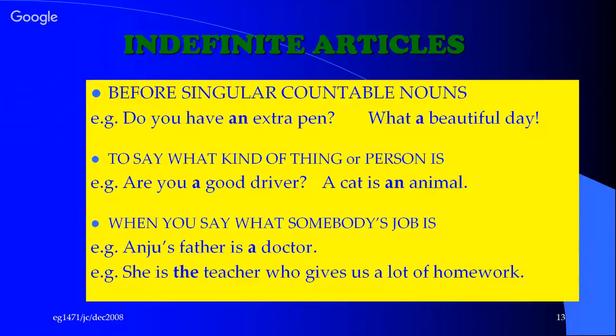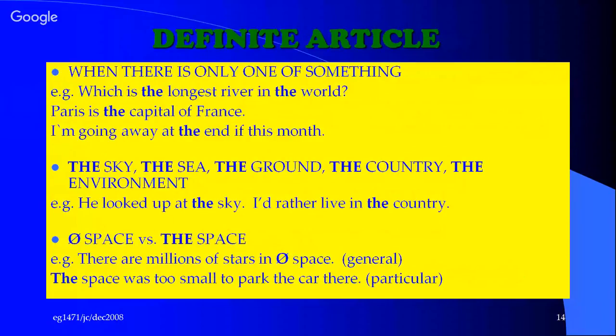When you say what somebody's job is, Anju's father is a doctor, occupation. She is the teacher who gives us a lot of homework. And there is only one of something when it is a unique noun. Athara nouns prapanchadal bere yaudu ilde iruvaga adu onde tara noun. For example, nam sun, moon, surya, chandra, nam prapanchadal onde surya, onde chandra. Right? So these are unique nouns.